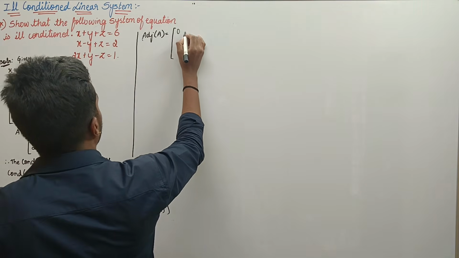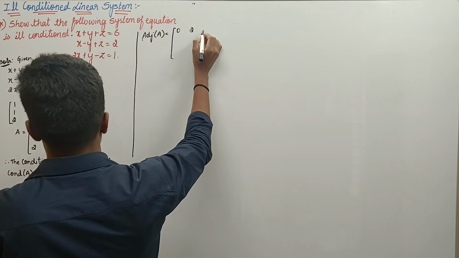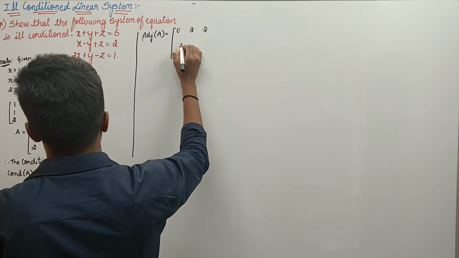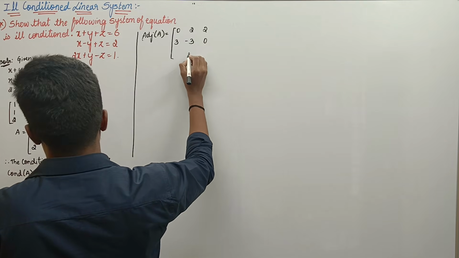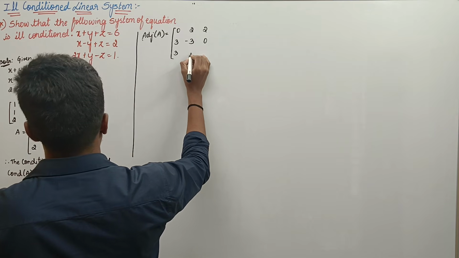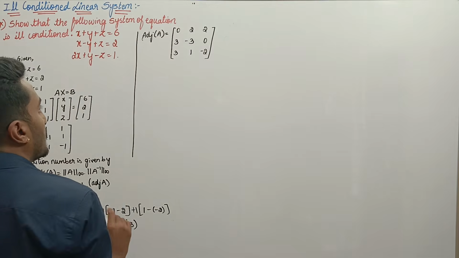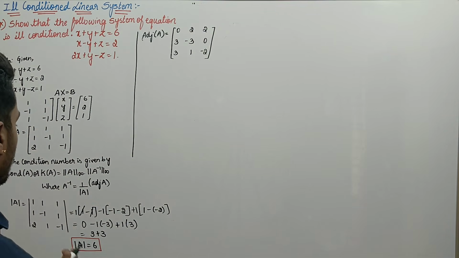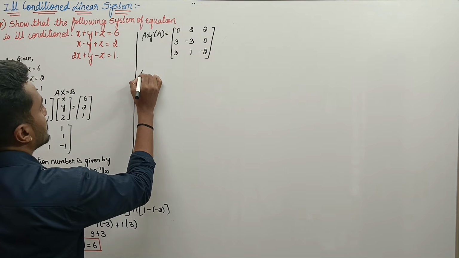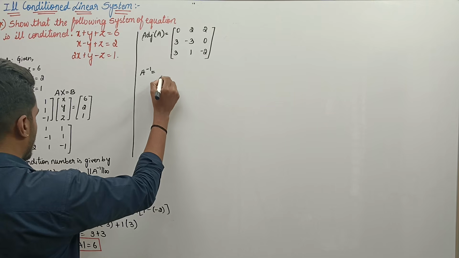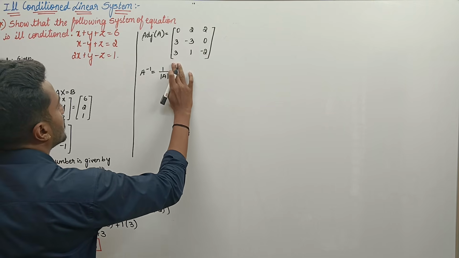That is 0 2 2, 3 minus 3 0, 3 1 minus 2. Did we get our adjoint? Yes, we got our adjoint. Do we have determinant of A? Yes, we have determinant of A. Let us find A inverse. A inverse is equal to 1 by determinant of A into adjoint of A.